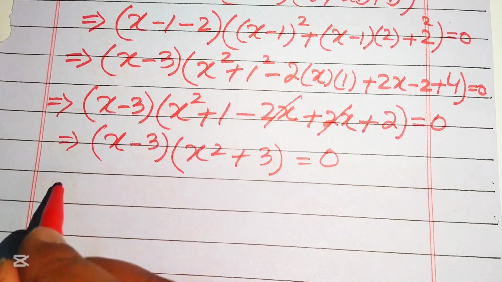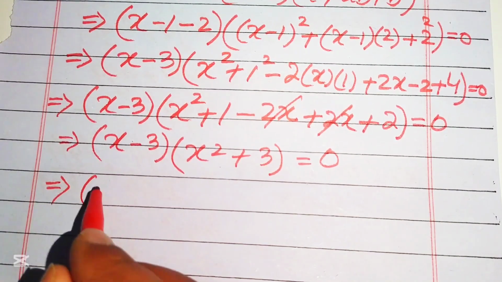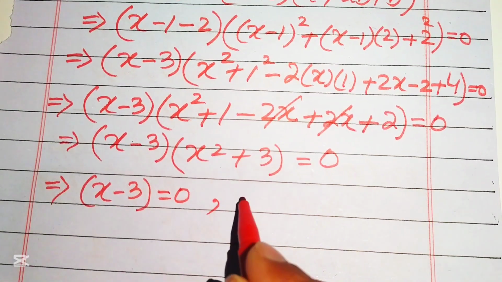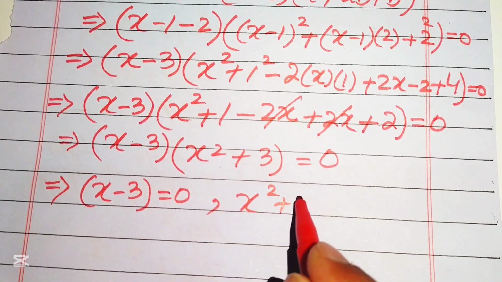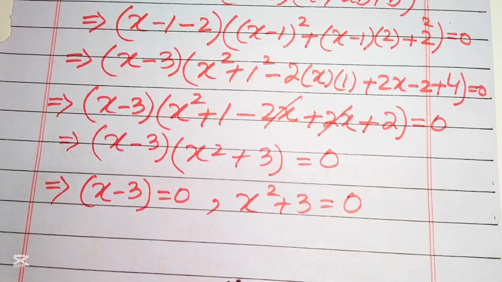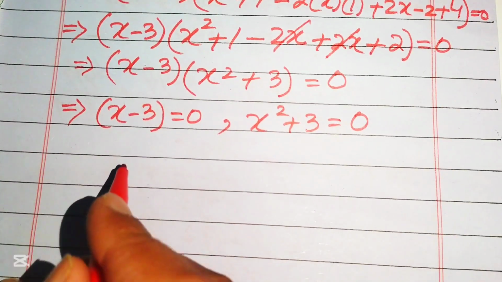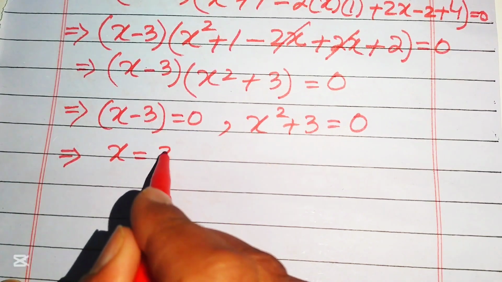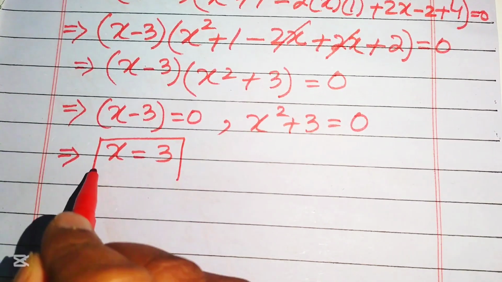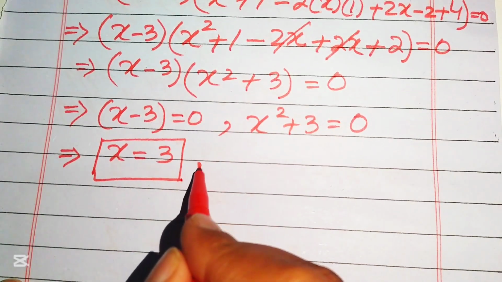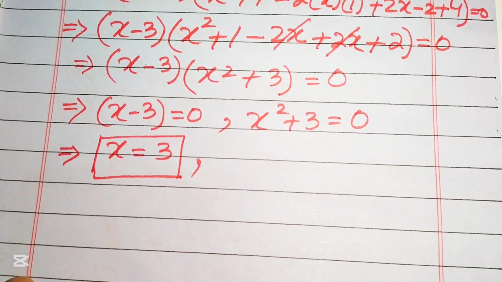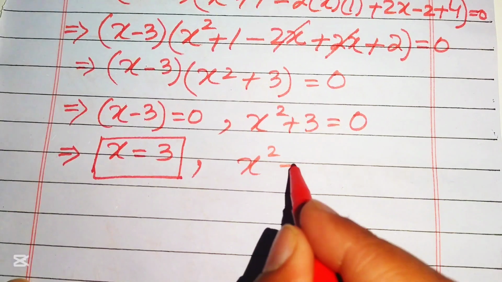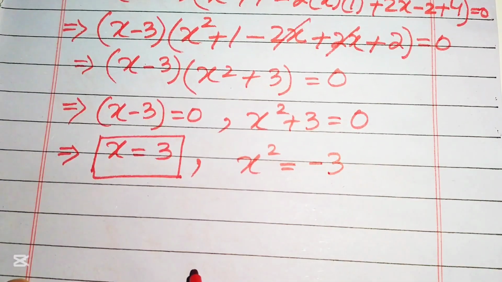Now we need to divide this equation into two cases. The first case is we take x minus 3 equals 0, and the second case is we take x square plus 3 equals 0. From the first case we easily get the value of x equals 3. This is the first value of x, this is the first real root. Now in order to find the other roots we need to move this plus 3 to the right hand side. It will be written as x square equals minus 3.